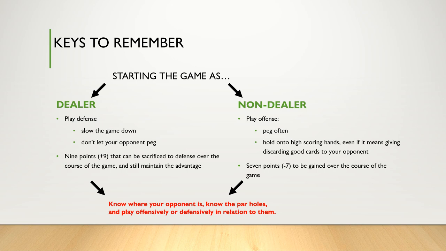If you start the game as the non-dealer, offense is the name of the game. You'll want to peg often and hold on to high-scoring hands, even if it means giving away good cards to your opponent's crib hand. You have 7 points that you need to make up over the course of the game to put yourself in a position to count first and win. And whether you're dealer or non-dealer to start the game, you'll want to know where your opponent is on the crib board, know the par holes, and play offensively or defensively in relation to them. That's board position, and that's the theory of 26.